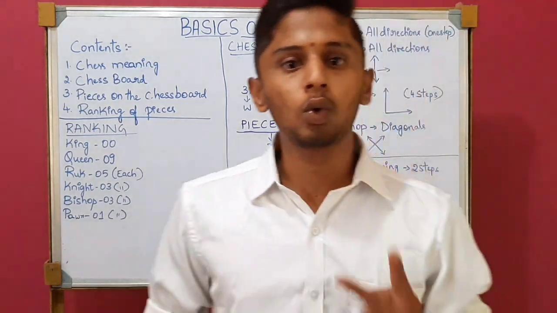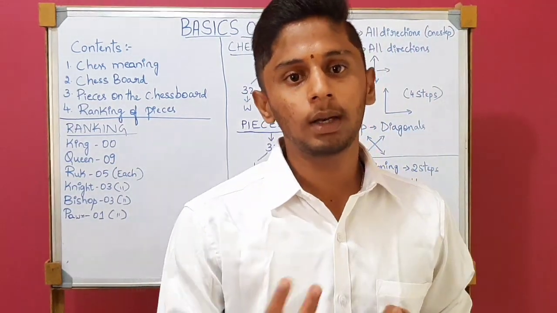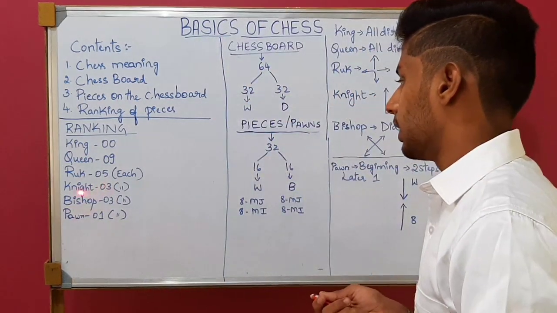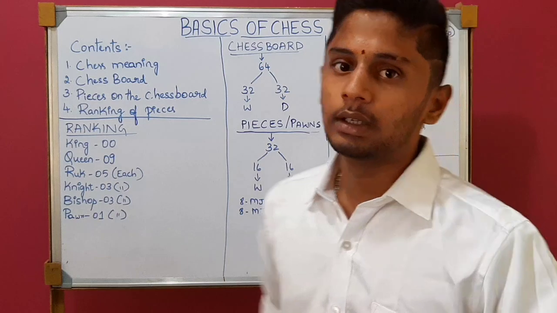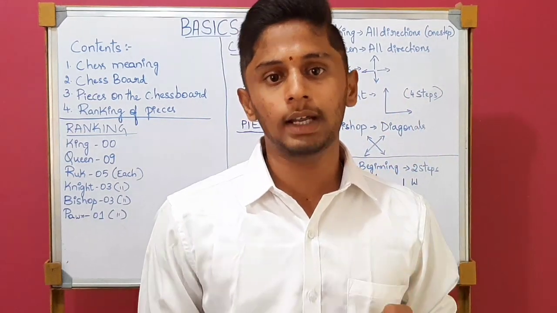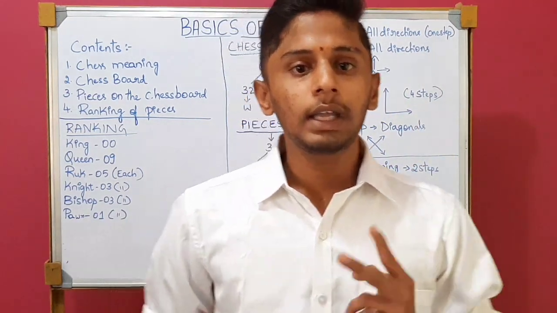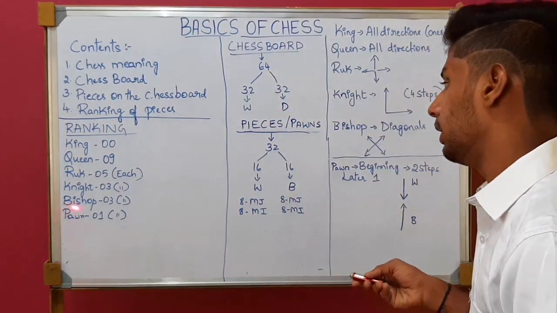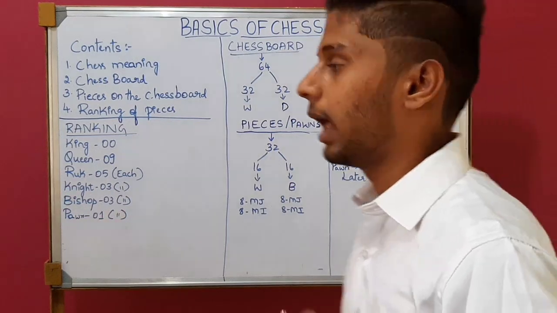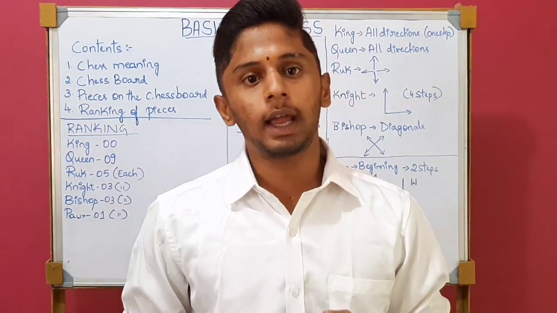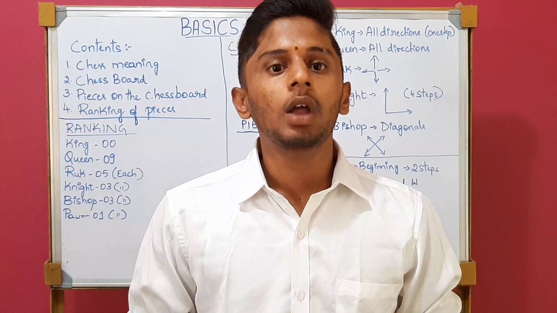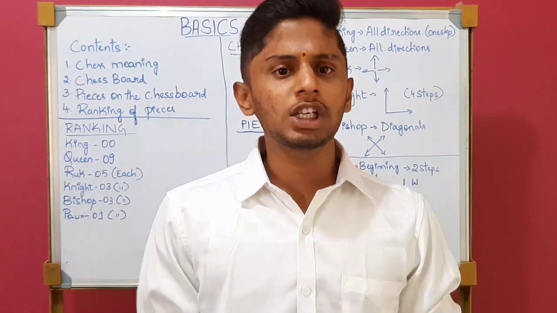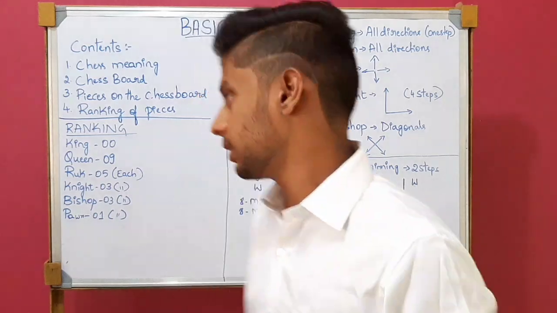And the next piece is the rook. There are totally 2 rooks for white and 2 rooks for black. Each rook contains 5 points. The next piece is the knight. There are totally 2 knights for white and 2 knights for black. Each knight consists of 3 points. The last major piece is the bishop. There are totally 2 bishops for white and 2 bishops for black. Each bishop contains 3 points.